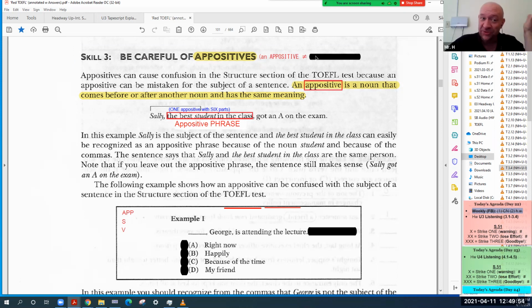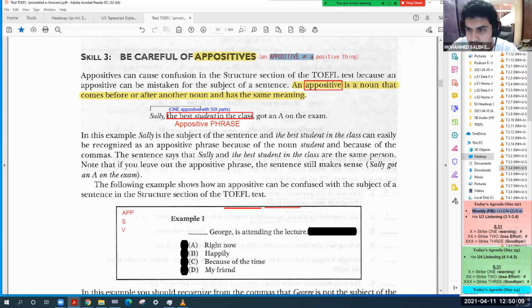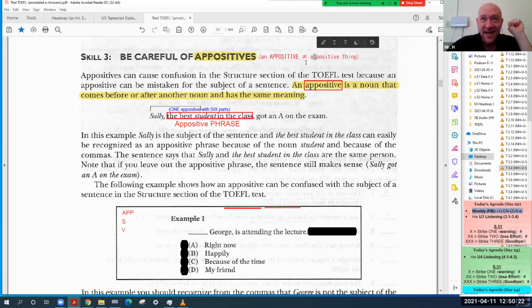Do not confuse this with a positive thing. They are not the same, okay? All right? Do you understand? An appositive is not the same as a positive thing. You see this? When you have a space, then the word is different. Understand? Not the same.